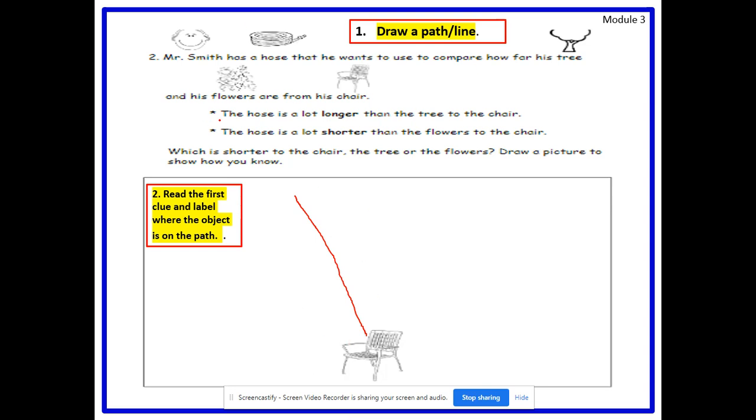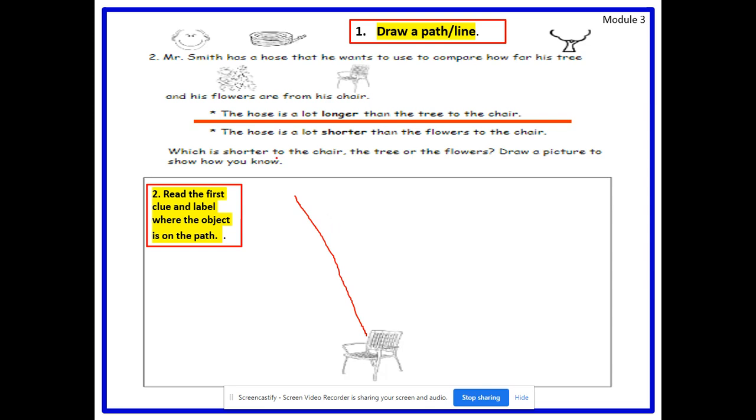So I'm going to read the first clue. This is our first clue. You don't have to write the clue. Just remember to listen. It says, the hose is a lot longer than the tree to the chair. So again, the hose is a lot longer. So this path that we drew is our hose. Pretend this is the water hose. But right here it's saying that the hose is a lot longer than the tree to the chair. So then that means that the hose is longer than the tree.